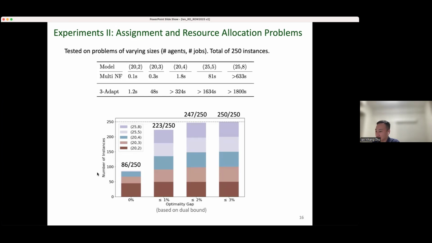On the y-axis, you have the number of instances that are solved within some level of optimality. If I look at this first column here, what this says is that 86 out of 250 instances that we tested generated an optimal solution and verified its optimality because the dual bound was equal to the true optimal objective value. 223 out of 250 instances had an optimality gap of less than 1%, and by 3%, all the instances generated solutions that were within 3% of optimality.